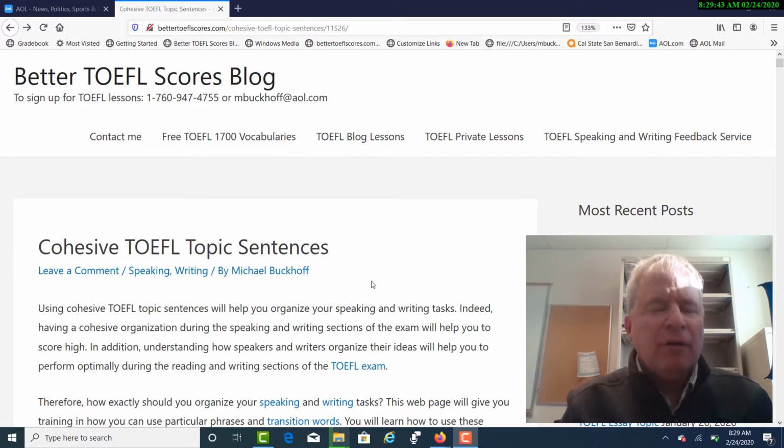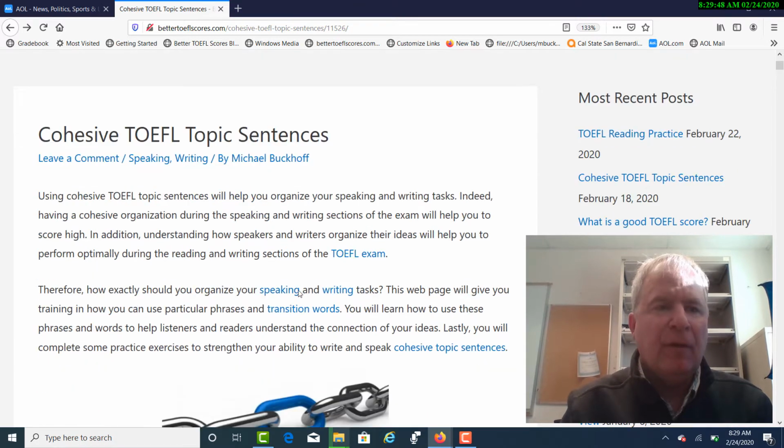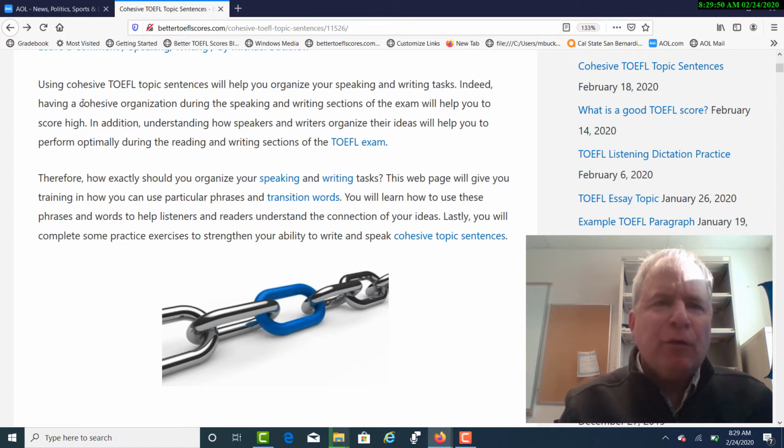BetterTOEFLScores.com. I want to talk about cohesive TOEFL topic sentences. Using cohesive TOEFL topic sentences will help you to organize your speaking and writing tasks. Indeed, having a cohesive organization during the speaking and writing sections of the exam will help you to score high. In addition, understanding how speakers and writers organize their ideas will help you to perform optimally during the reading and writing sections of the TOEFL exam.